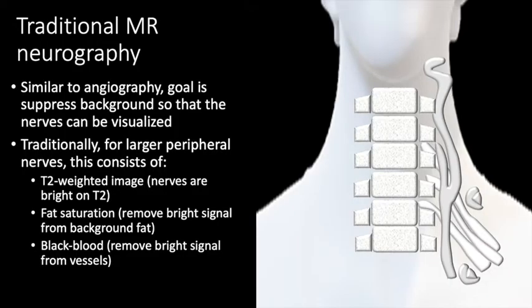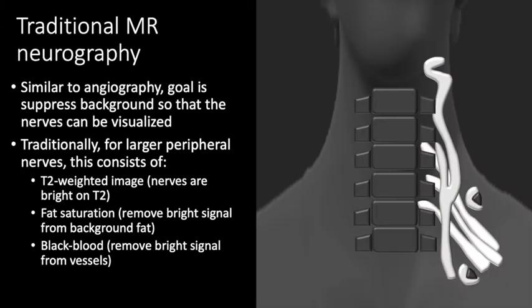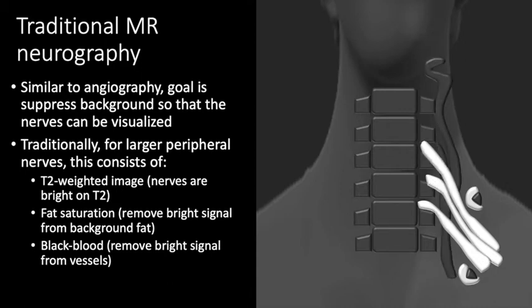So what do we need in order to make an MR neurography sequence? It's basically the same idea as what we're trying to do when we do an MR angiogram. We're trying to get rid of everything except what's of interest, and for MR neurography, that's nerves. So we start off with a T2 weighted image because the nerves are very bright on T2. Then we try to get rid of the background first by getting rid of the fat with a fat saturation. Then we get rid of the vessels by doing a black blood technique, and essentially all we're left with is nerves and a few small lymph nodes.